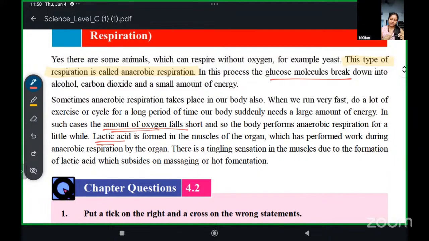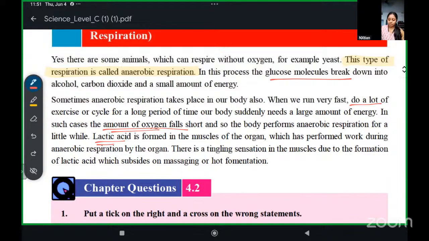See, what happens is that when we run very fast, do a lot of exercise, or do cycling for a long period of time, our body suddenly needs a large amount of energy. In such cases, oxygen falls short in our body, and in our muscles, such as the leg muscles, lactic acid starts to form, which gives energy to our body. That is not exactly through breathing, but it produces energy through the formation of lactic acid.